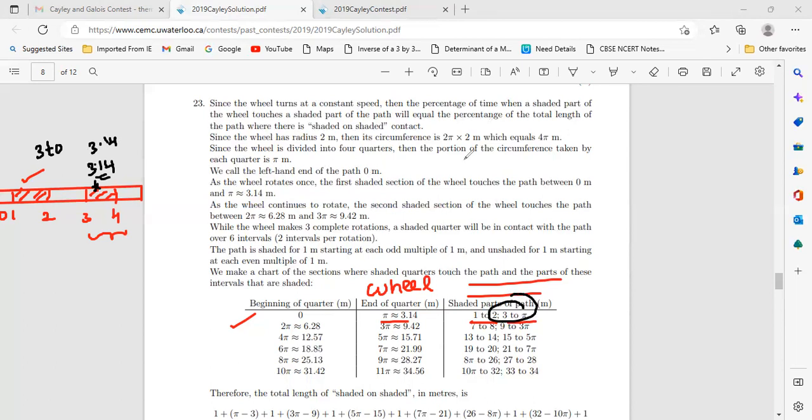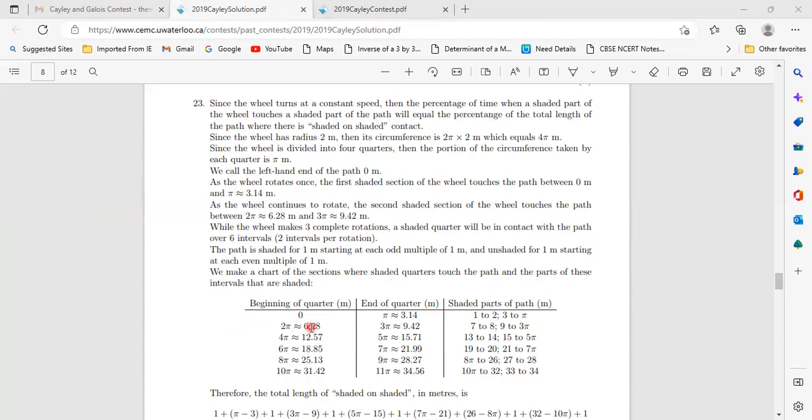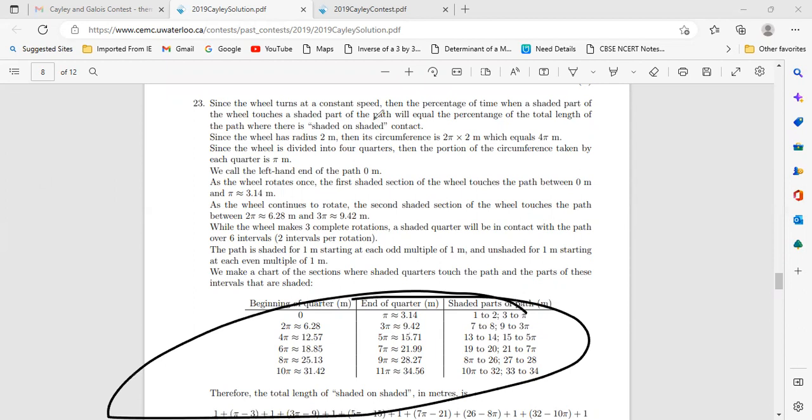Is it clear? So like that, for the second one, it's 2 pi. 2 pi means it's 2 times 3.14. I hope you're able to follow it. It's 6.28. And then for the end of the quarter, it is 3 pi, which is 9.42. So here it is like 7 to 8, 9 to 3 pi, like that it goes on. Could you please go through the table once?